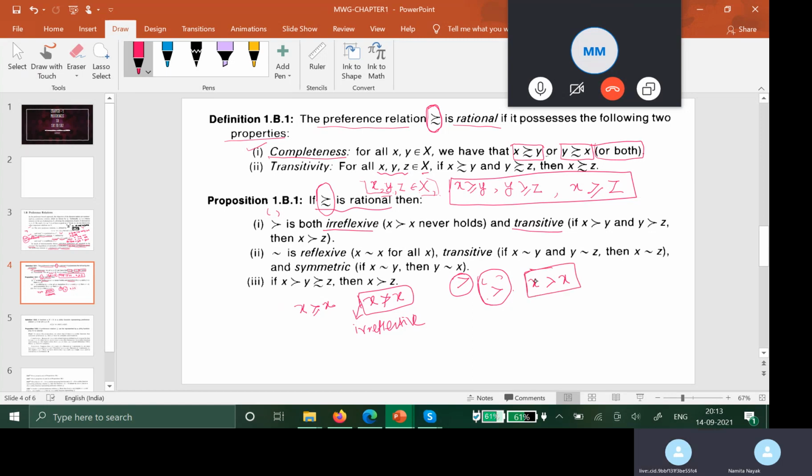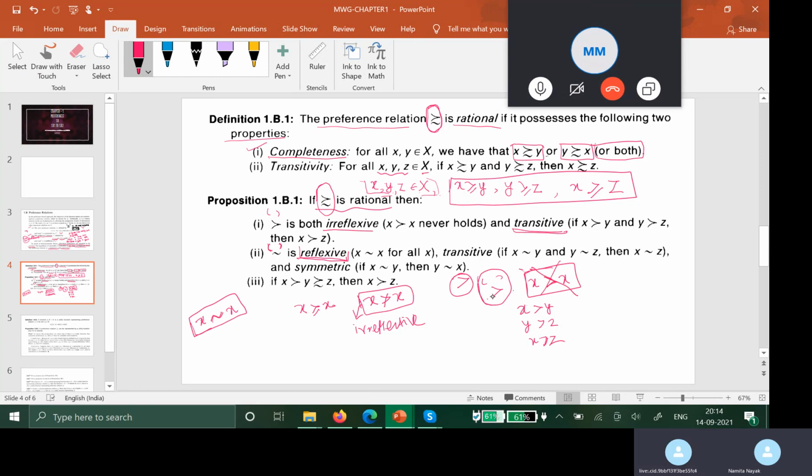And it is transitive. That means if x is strictly preferred to y and y is strictly preferred to z, then x is strictly preferred to z. Now, if this preference relation is rational, what is happening to the indifference relation? The indifference relation will become reflexive. That means x is indifferent to itself. So this is reflexive. But in the strictly preferred case, it will not be reflexive.